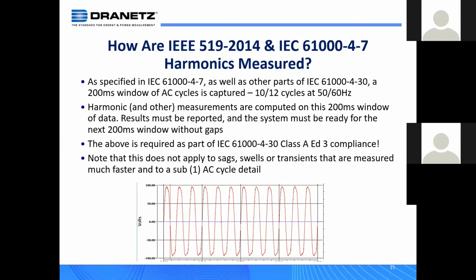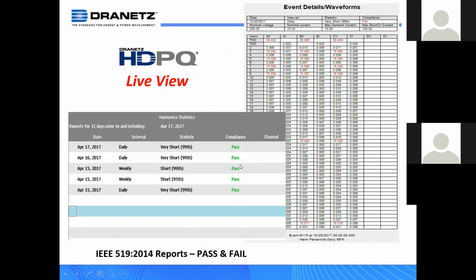So a power quality instrument for these types of measurements needs to be one AC cycle or even sub-cycle. Our HDPQ Plus Explorer Plus has 1 megahertz sampling, so it's much less than 1 cycle. Again, this only applies for harmonics and maybe power measurements in the instruments, watts, VA, VARs, power factor, not sags, swells, transients, and things like that.